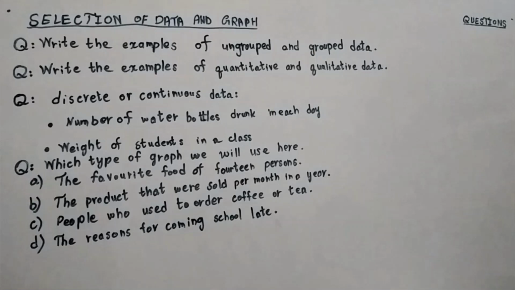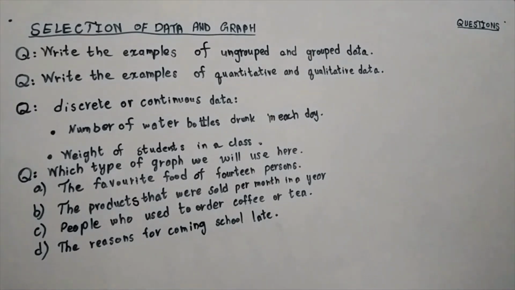Here we have to write the examples of ungrouped and grouped data. Okay, ungrouped and grouped data. So we know what ungrouped data is. Ungrouped data is the data which has discrete numbers, or we can say discrete data. It means that here if we have 0, 1, 2, 3, 4, you can see they are distinct numbers, so it is discrete, or we can say ungrouped data.